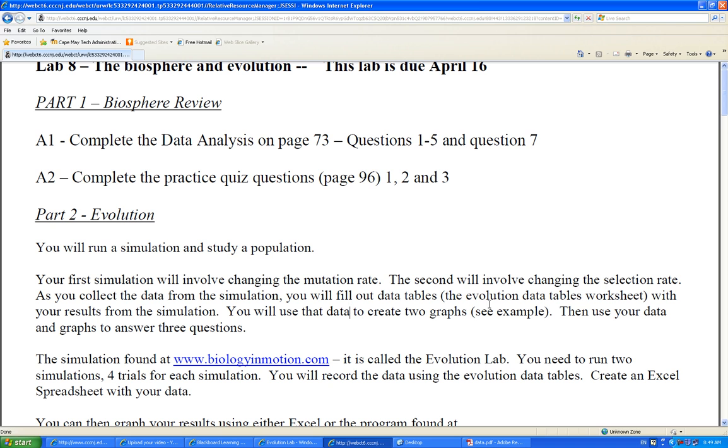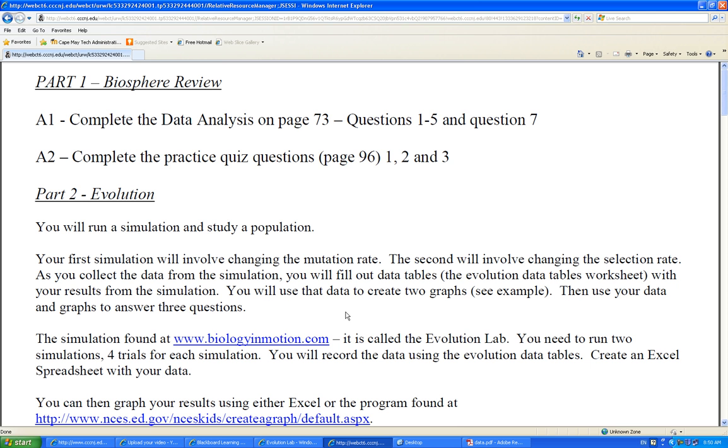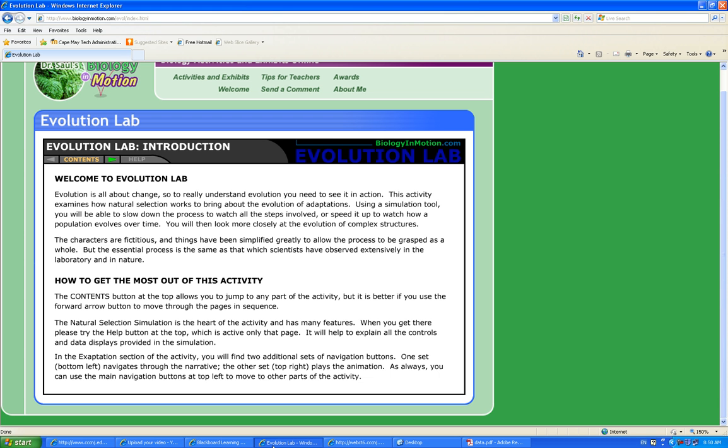Okay. You are then going to change the selection rate. The selection rate is related to how those organisms interact with the environment. So the greater the selection rate, the greater the interaction, and that means that ideally you're going to see more of the influence of the environment on the organisms.